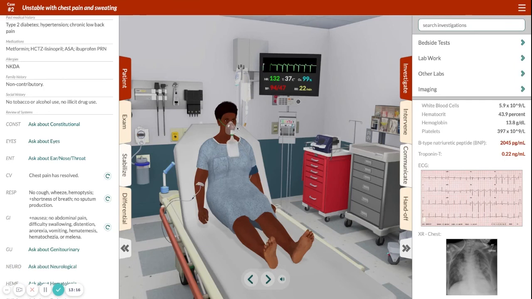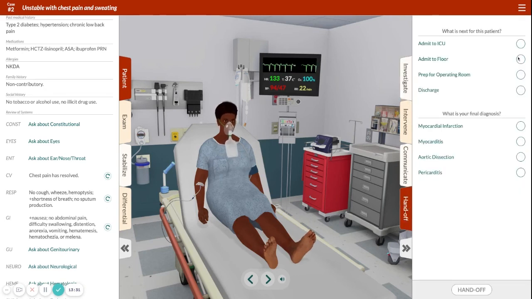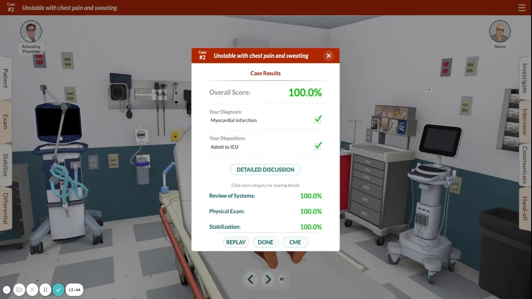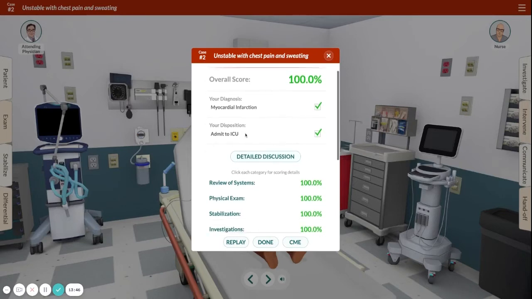At this point, she's awake, breathing, and she's got a reasonable oxygen saturation. I would not intubate her at this point in time. She seems to be tolerating her pulmonary edema well, and so we can go ahead and admit her to the ICU with the diagnosis of myocardial infarction. Any other things that I want to do? I could wait and hang on and go back, but I think we're more or less done with the case, and we did just fine.